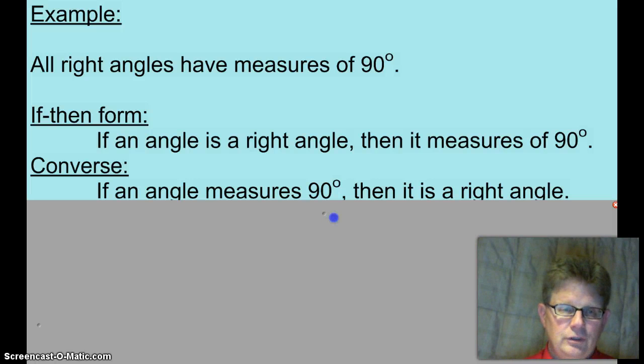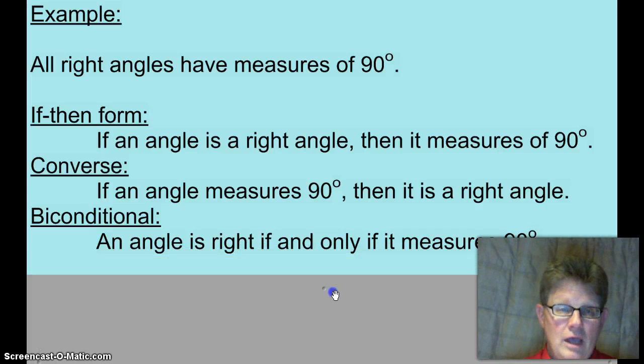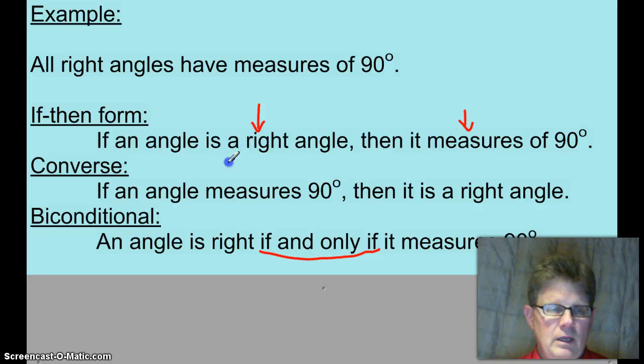And then the biconditional. An angle is right, or is a right angle, if and only if it measures 90 degrees. So you put that if and only if between the hypothesis and the conclusion. And that's how you make a biconditional.